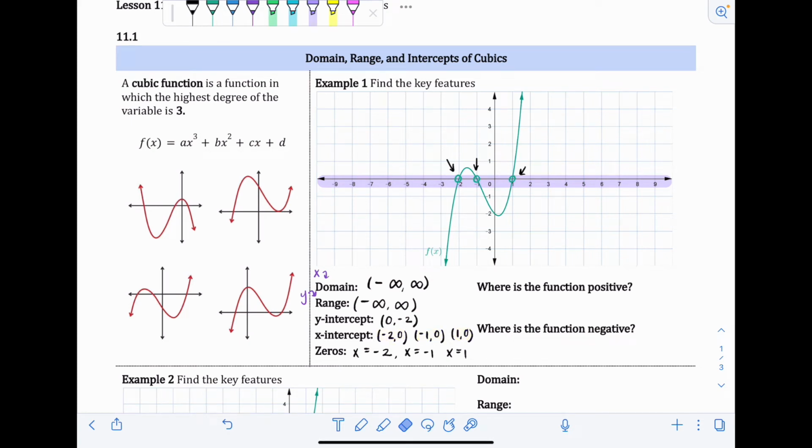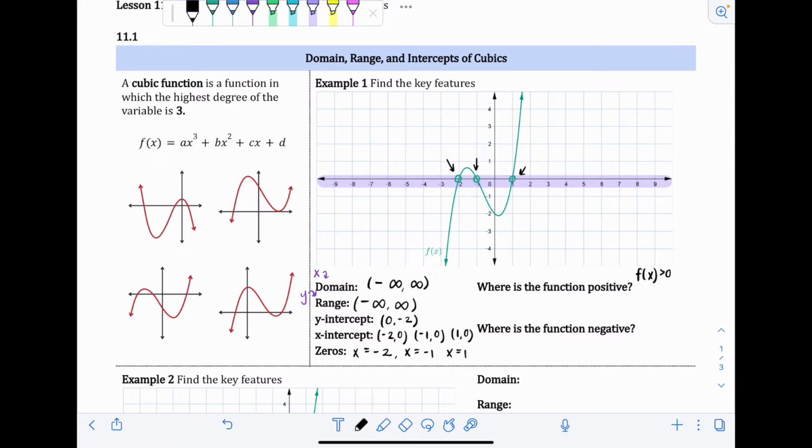Okay, and then for where the function is positive, it can sometimes get mixed up with where it's increasing or decreasing. Positive means the function f of x is greater than 0, which is just any positive number. So where is the function positive? When f of x is greater than 0. Think about how f of x and y are interchangeable.